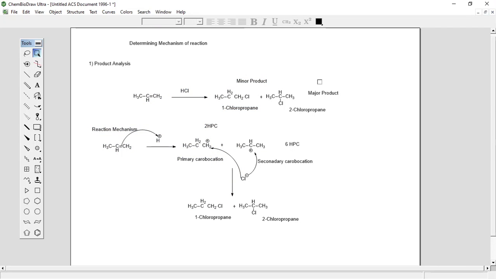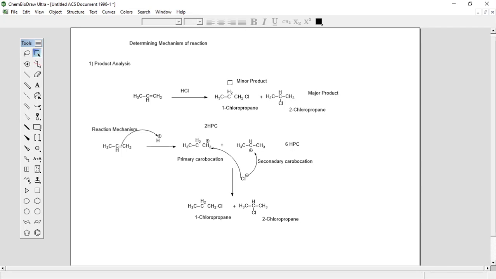Now another example is product identification, which has been successfully used in knowing the correct mechanism for the Beckmann rearrangement reaction. Earlier it was believed that the oxime which yields this amide passes the migratory group R dash near to the leaving group OH minus.